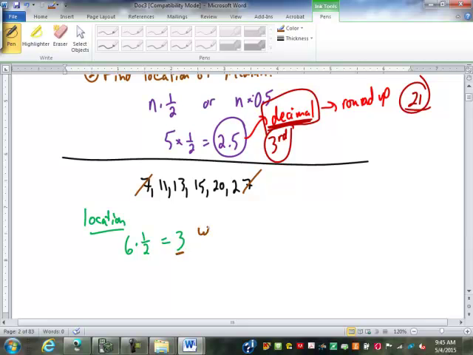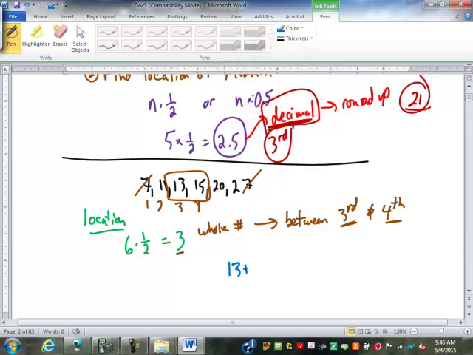Since this is a whole number, that means the median is between that one and the next one. So we came up with 3. That means our median is between the third and the fourth number. 1, 2, 3, 4. So it's between 13 and 15. Perfect. To find out what's between them, we average them together. Add them up and divide by 2.